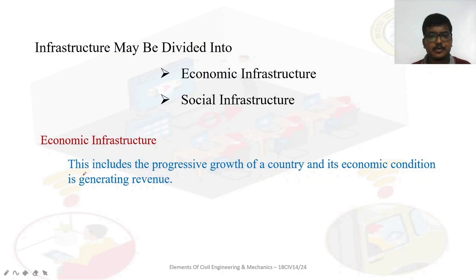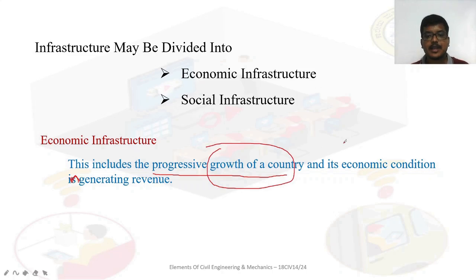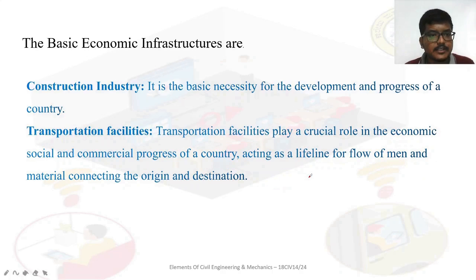So the infrastructure may be divided into economic infrastructure and social infrastructure. Economic infrastructure includes the progressive growth of a country and its economic condition in generating revenue. So the economic infrastructure directly speaks about the growth of a country and its economic condition in generating its revenue. Some of the points are, basic economic infrastructure such as the construction industry.